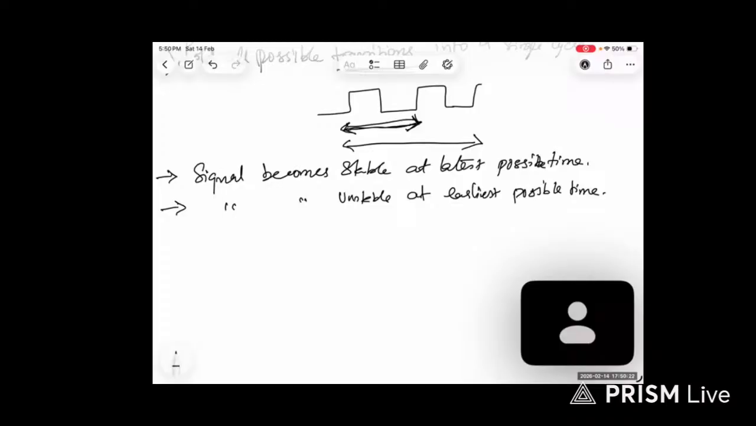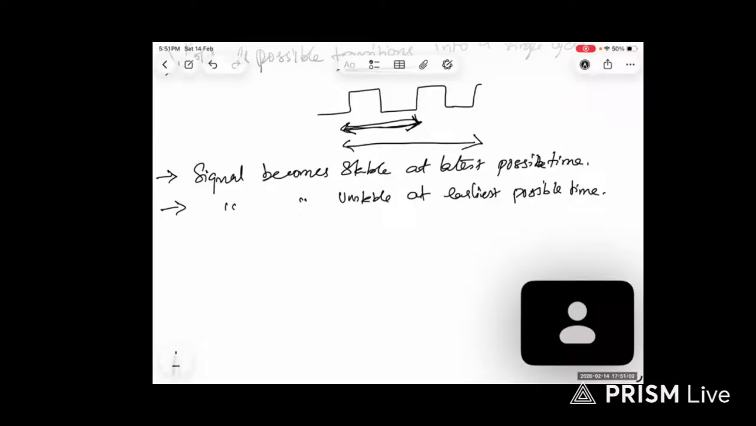The second assumption is that if the signal is unstable, it has to be unstable as early as possible, and then it has to become stable at the latest possible time. So those are the two assumptions. That has to be taken care of after the chip is manufactured. While you are sending the signal, you have to make it stable as late as possible and then send it inside the chip. So these are the two assumptions for doing static timing analysis.